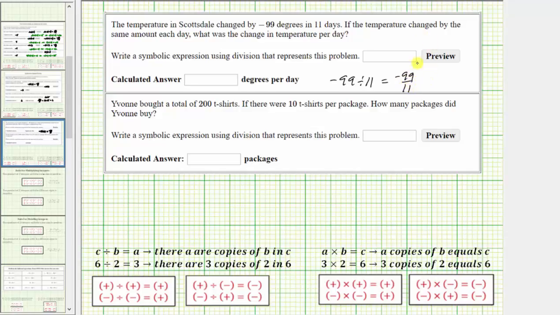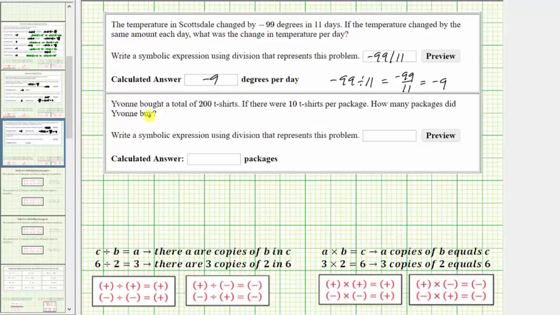And it should make sense that if we take a negative change and divide it into 11 equal parts or pieces, the change will still be negative. This quotient is -9. Or more formally, a negative divided by a positive is negative. So the symbolic expression is -99 / 11, and the calculated answer, or the quotient, is -9, which represents a decrease of 9 degrees per day.